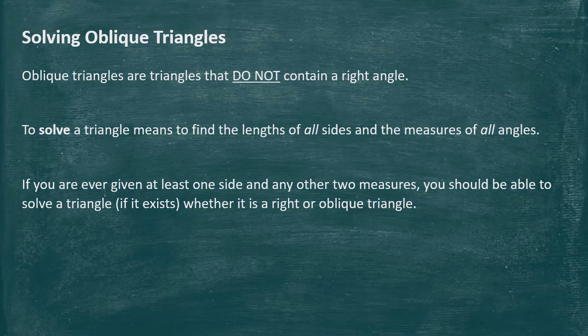Each of these problems should be providing you with at least 3 bits of info, so it's entirely possible that you may have to find the other 3 that are still missing. Any time you're given at least one side and any 2 other measurements, we should be able to solve the triangle no matter what, even if it's a right or an oblique. If it happens to be a right, then I can fall back to SOHCAHTOA and Pythagorean theorem. Or if it's oblique, we can utilize this law of sines, and then eventually we'll learn a third strategy called law of cosines in the next video.